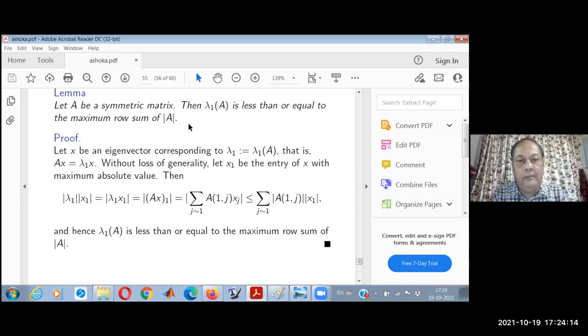And the row sum, remember, corresponds to the vertex degree. If you take a subgraph, that will be a principal submatrix, and the row sums of that are nothing but the degrees. So this is a very simple bound, the maximum row sum. And now one can essentially finish the proof like this.